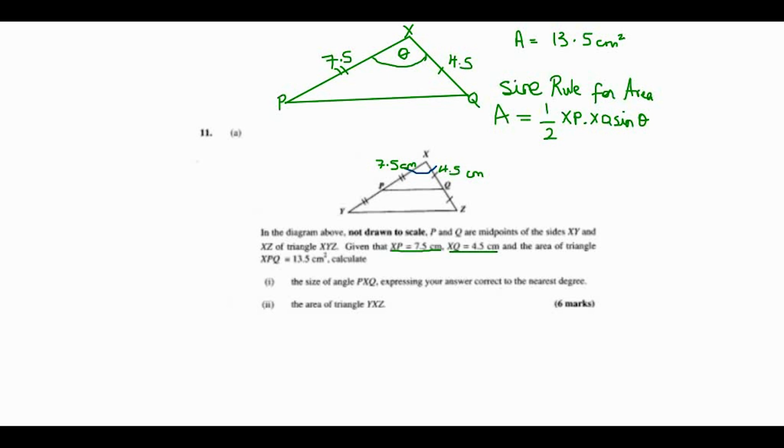Alright, so we were able to get px cubed, we got it to be 53 degrees to the nearest degree. Alright, now they want us to find the area of triangle WXZ.